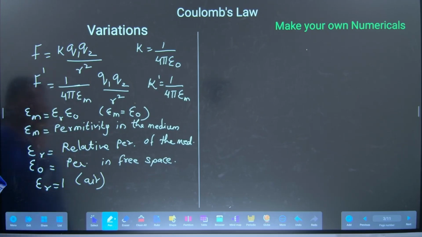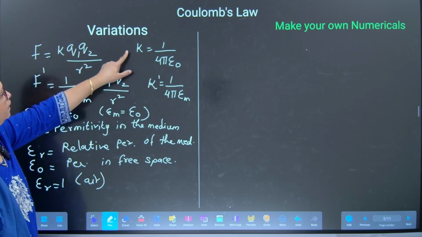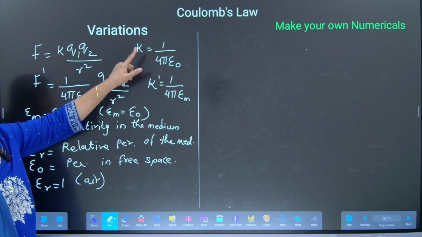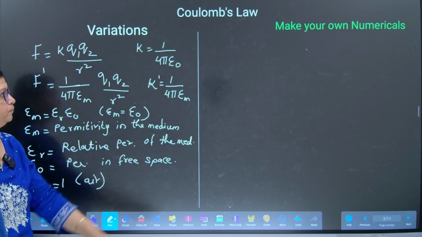Okay. Now it is clear that if at all the medium is air, then the value of force is maximum.